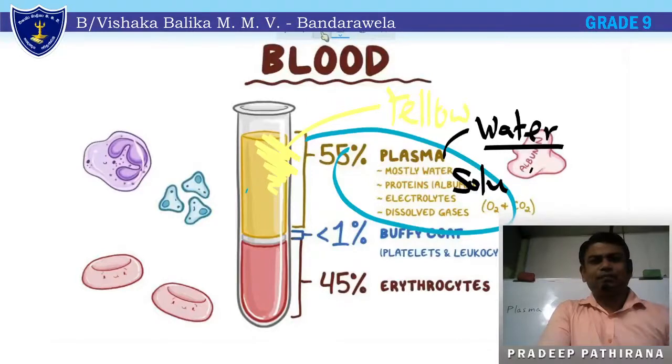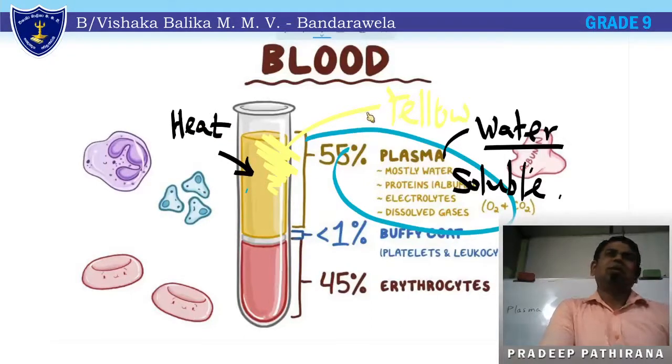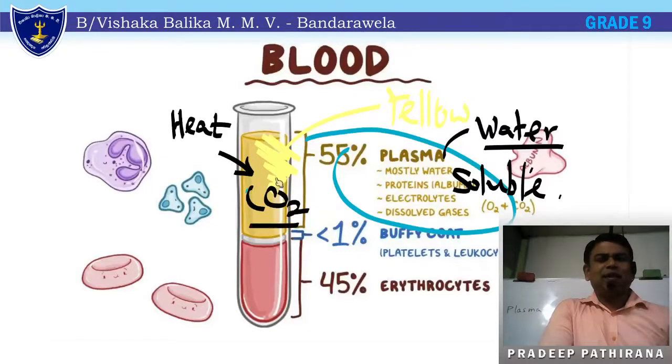Solubles, soluble things in water can be transported with this. And not only this, blood plasma can absorb heat and transport heat throughout the body, actually from the inner part to outside. Mainly a gas, carbon dioxide gas, CO2 gas, is transported as the soluble substance in blood plasma. So these are the basic functions of the blood plasma.